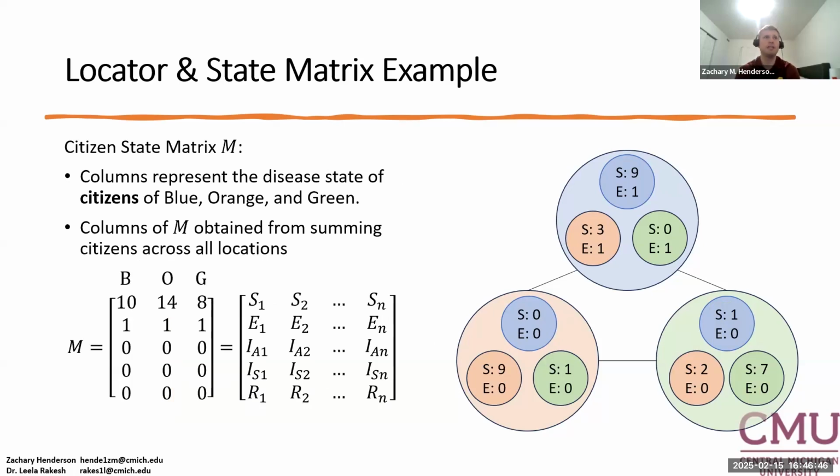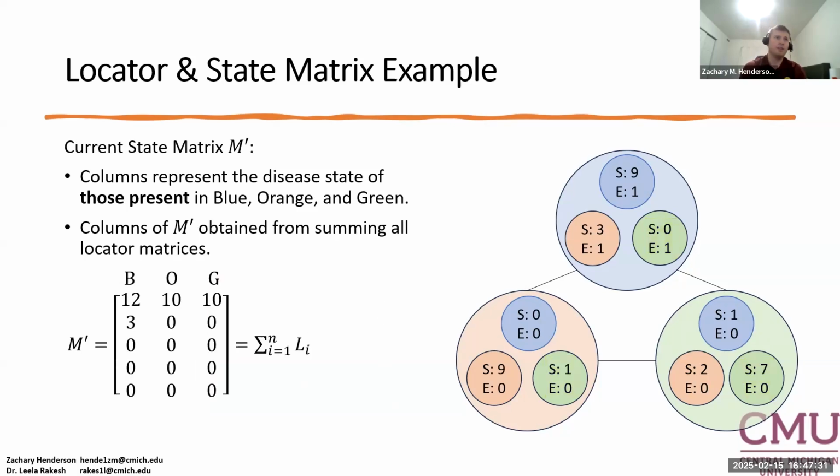So the next type of matrix we can get is the citizen state matrix, where the columns of the citizen state matrix are going to represent the state of the citizens of each of our locations here. So the idea is that if our citizen state matrix is M, this is the distribution of citizens of blue, of citizens of orange, and of citizens of green. And we can get this from summing the citizens across all locations. So to get the blue column, add together all the blue citizens no matter where they're at. Same for the orange with the orange citizens, and for the green with the green citizens here. And that can be done by summing all of the columns of the state matrix. So in this case, if we sum all columns of L sub green, we're going to get this vector here.